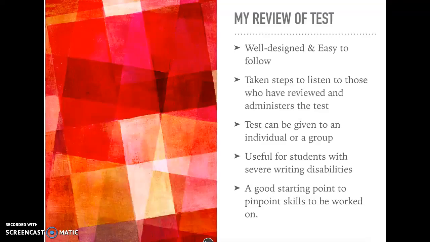After reading the reviews and reading the test manual, I feel that the Test of Written Language 4 is a great test to use for students with severe writing deficits and is a good starting point to pinpoint what needs to be worked on. It does not guide the tester on what interventions or strategies to use once the testing is complete.